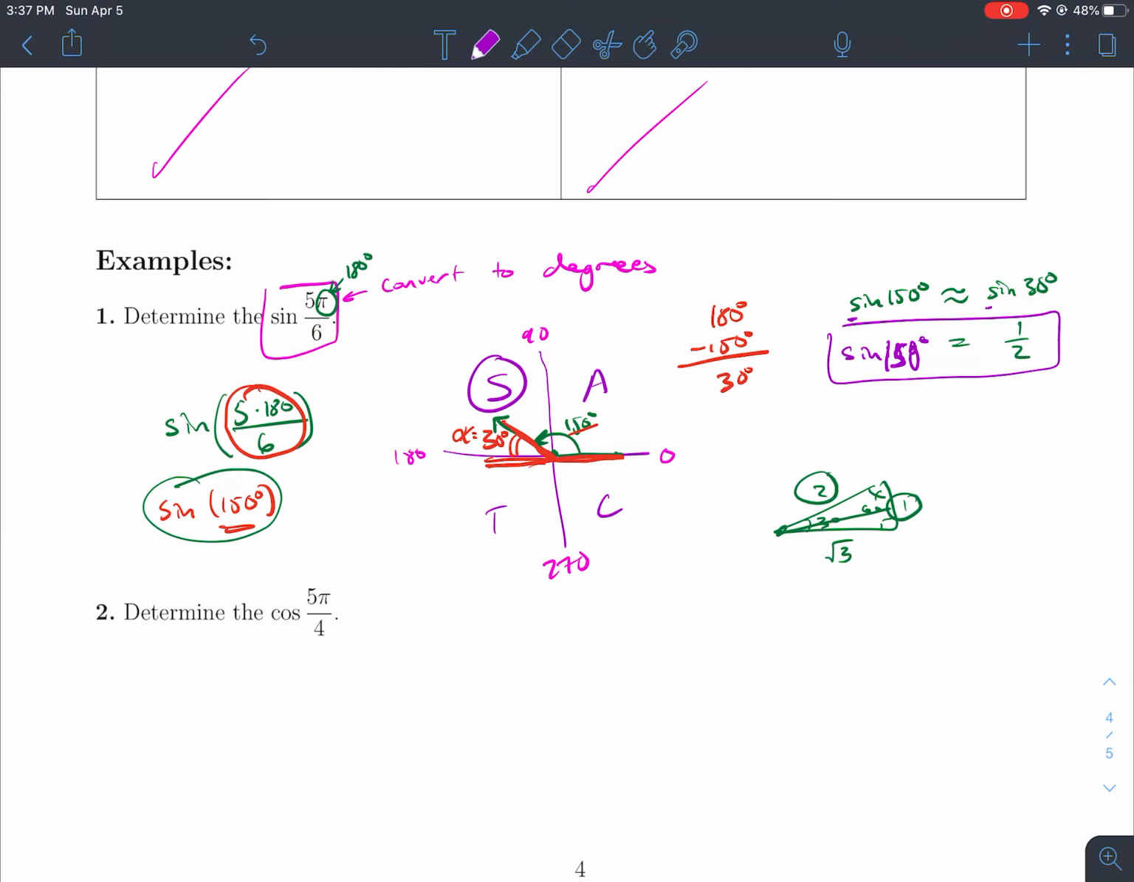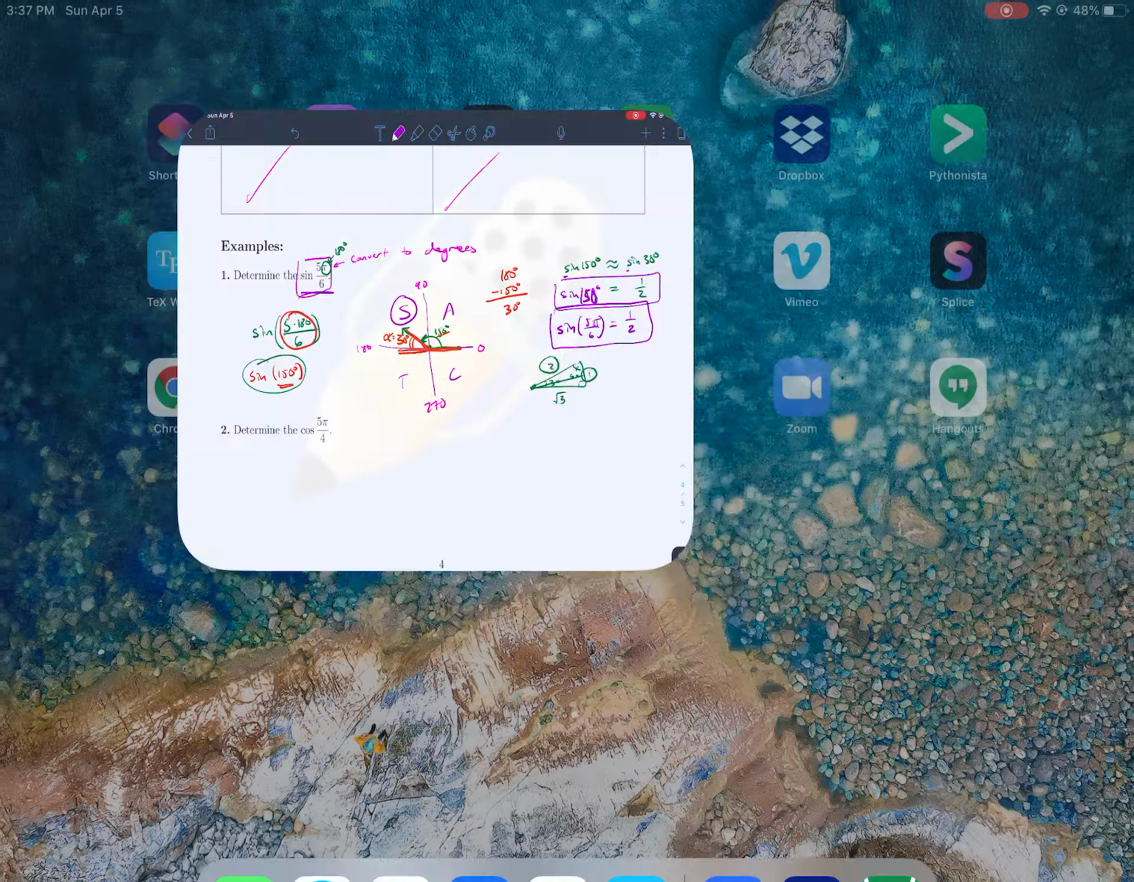But the problem was given to us in radians. So it's nice to go back to the radians and we can say, well, sine of 5 pi over 6 must be equal to 1/2 because that's what the degree thing said. So to check your answer here, you can plug this in on your calculator pretty easily. Let me show you how.